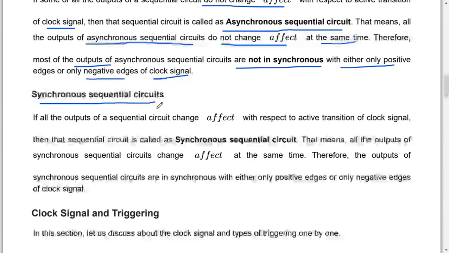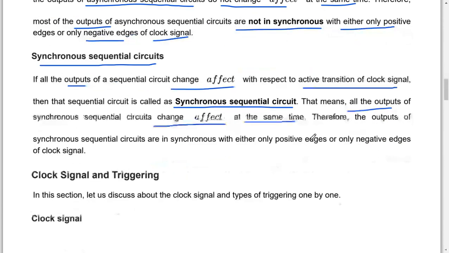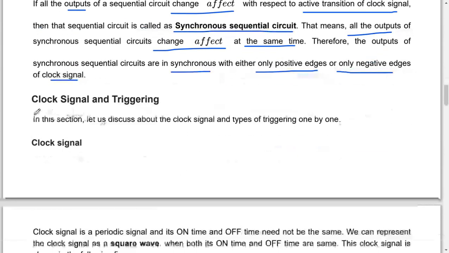Synchronous sequential circuit. If all the outputs of a sequential circuit change with respect to the active transition of the clock signal, then that sequential circuit is called a synchronous sequential circuit. That means all the outputs of a synchronous sequential circuit change at the same time. Therefore, the outputs of a synchronous sequential circuit are in synchronism with either only positive edges or only negative edges of the clock signal.